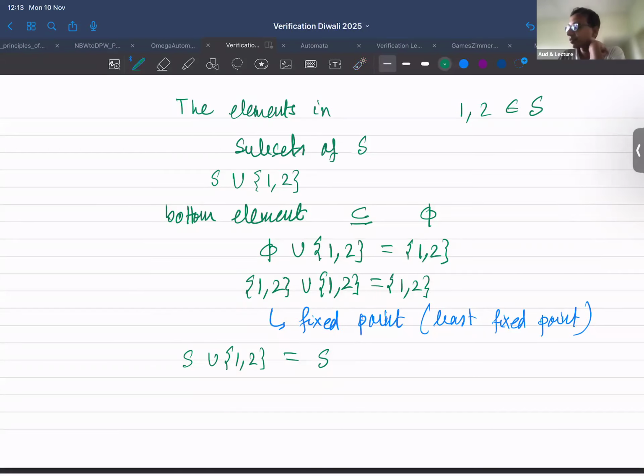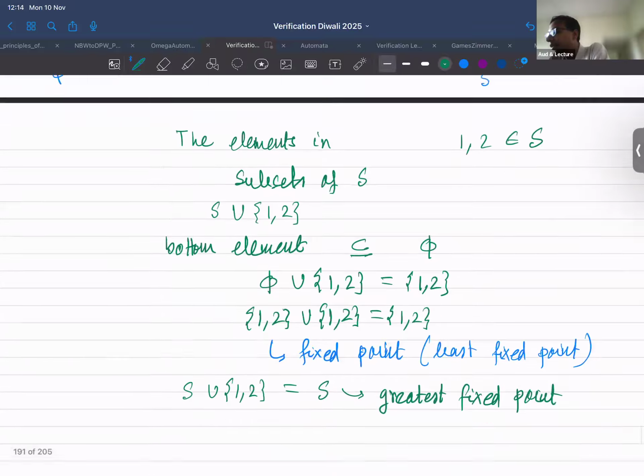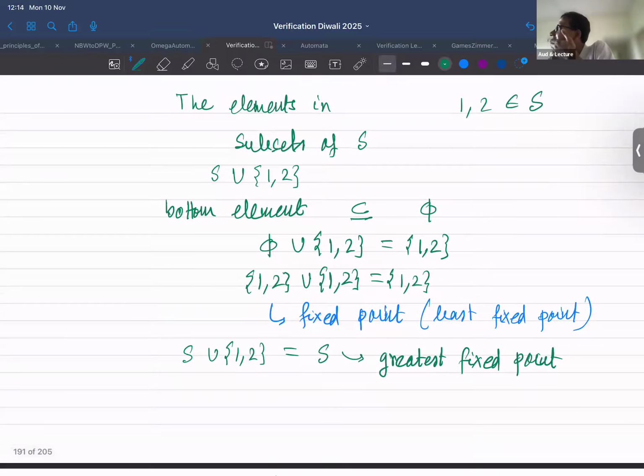On the other hand, this is also a solution, this is also a fixed point, but this is the greatest fixed point, right? Now, how you compute something iteratively and what your solution is at the end depends on which fixed point you start with. In fact, there can be cases where you have multiple fixed points and you are computing something iteratively, and depending on your initial valuation, you may reach different fixed points.